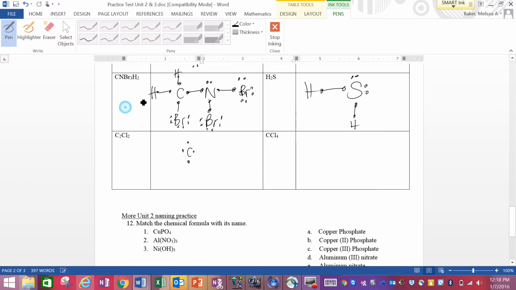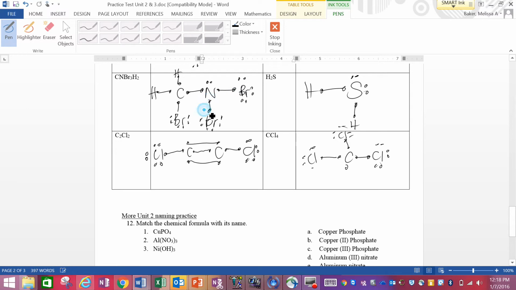C2Cl2. Let's make our molecules symmetrical. Let's set ourselves up here, connect everything at least once. And then I see right away I'm going to have to make this a triple bond. CCl4, put your C in the middle, surround it with your 4 chlorines. It's a lot of work to draw all those lone pairs, but you need to do it.